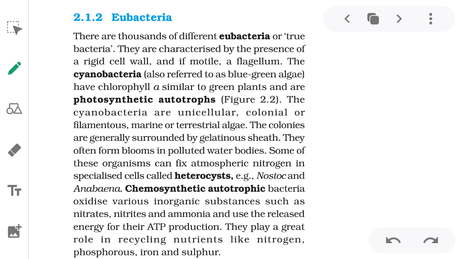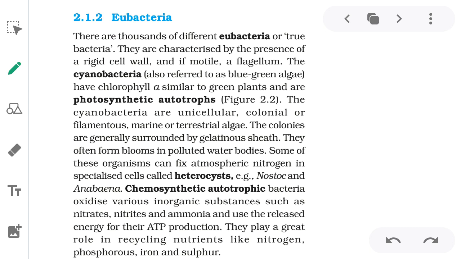So we discussed the photosynthetic bacteria. They bloom in polluted water bodies. Blooms in polluted water bodies means that colonies form and gather together, and they change the color of the water bodies. So we say these structures are like a bloom.